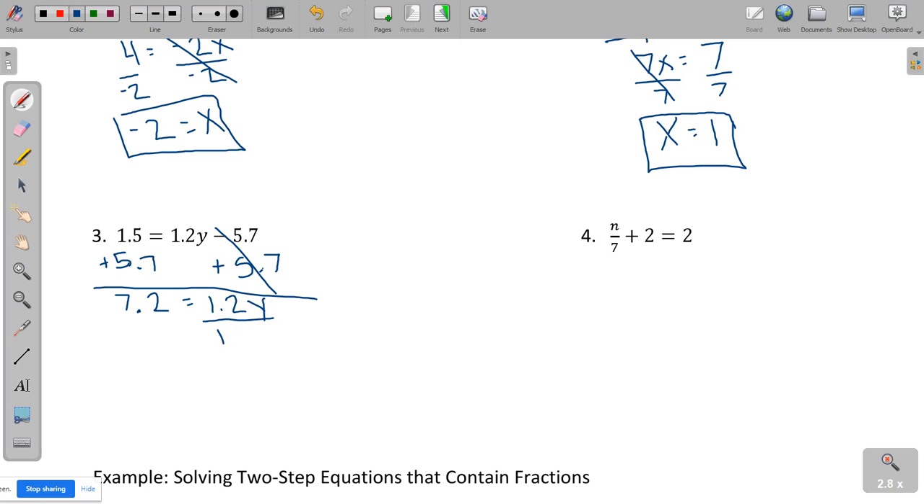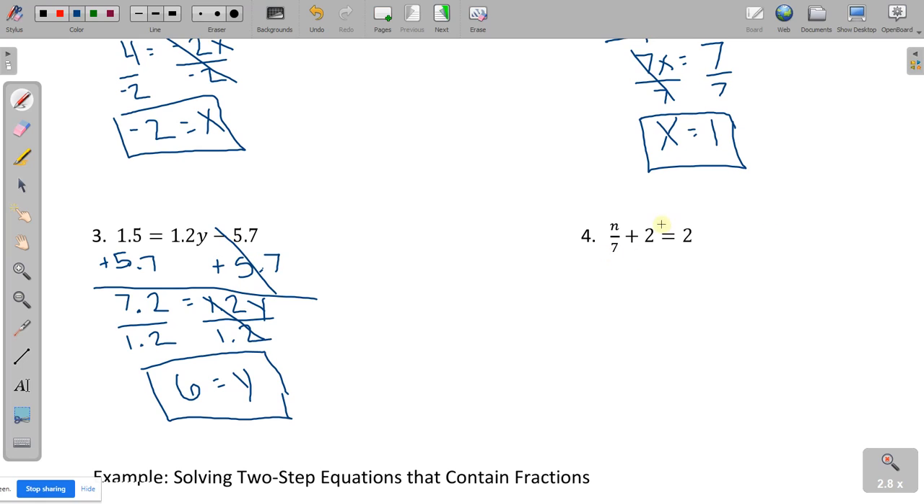Now we have to divide both sides by 1.2. Cancels out. Leaves us y to equal, now divide. 7.2 divided by 1.2 gives us 6. So y equals 6.